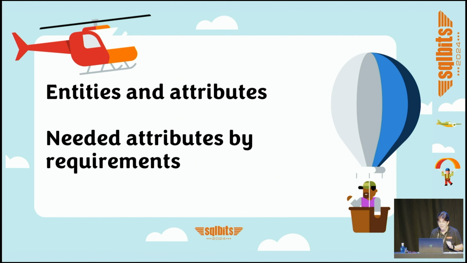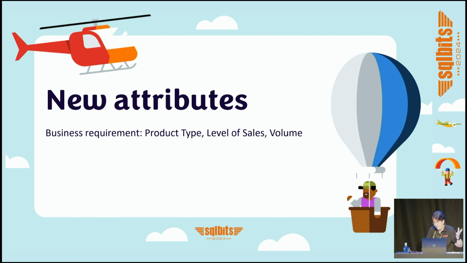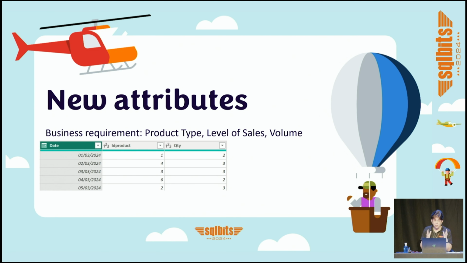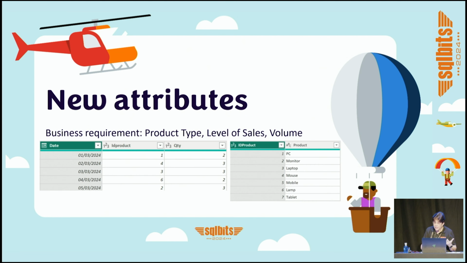Last problem here. We need some new attributes that we don't have, but we need them by requirements. The customer is the customer of the box. We have information about sale, dates, ID product, and quantity. And we also have ID product and name of our products. No more. But we need to provide to our customer the information about product type, level of sales, and volume.